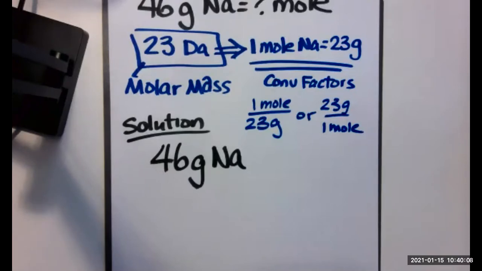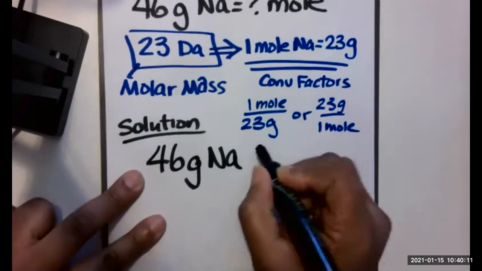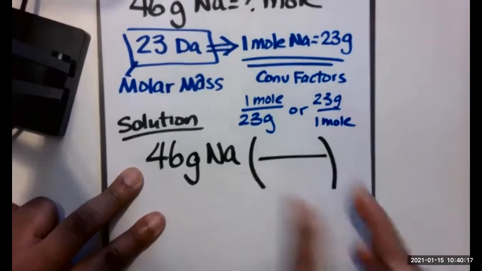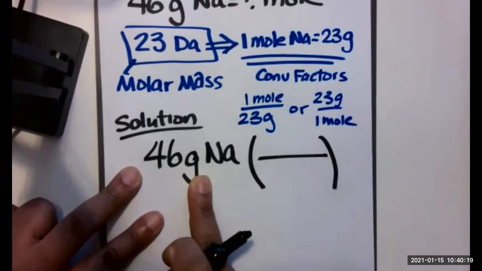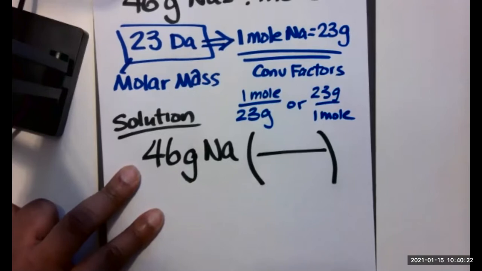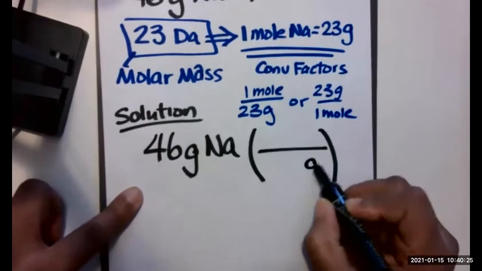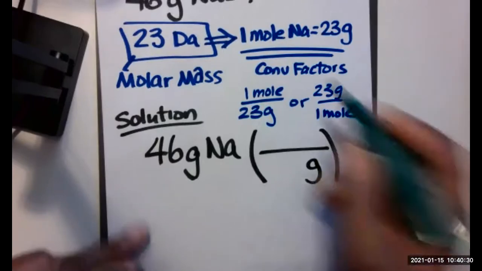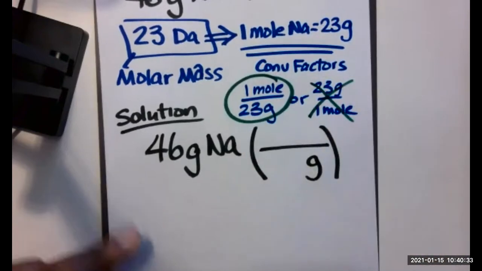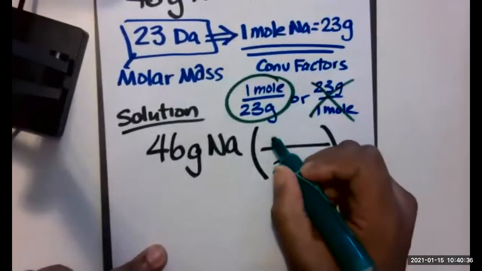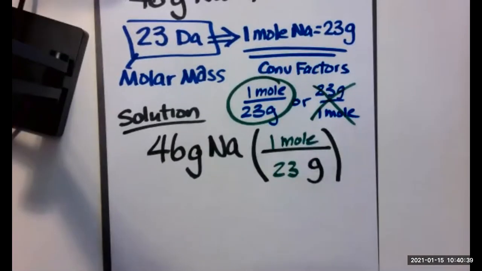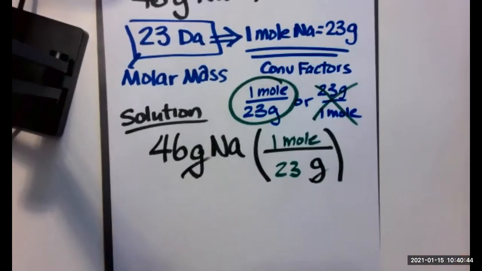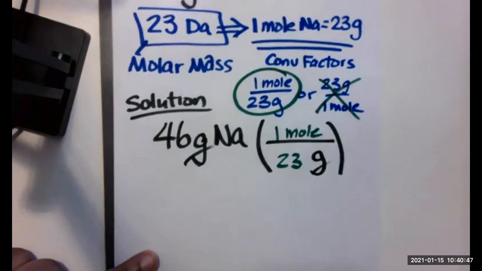Figure out which conversion factor. Yes, good. You have to figure out which conversion factor you need by adding the brackets. And so grams is here in the numerator. So where does grams need to go? Denominator. Very good. So which conversion factor do I need? The one on the left. I need this one. Don't need that one. So 23 grams is 1 mole. What's 46 divided by 23? 2.